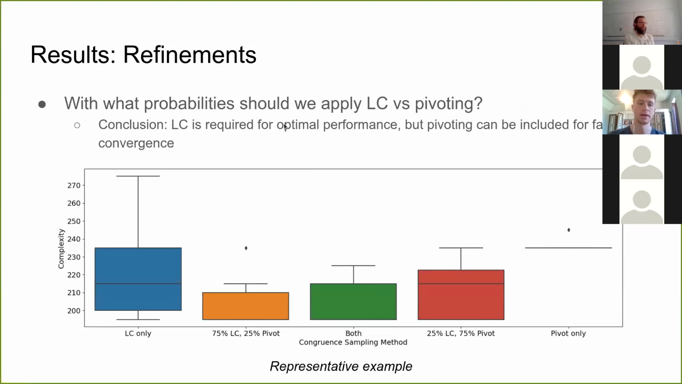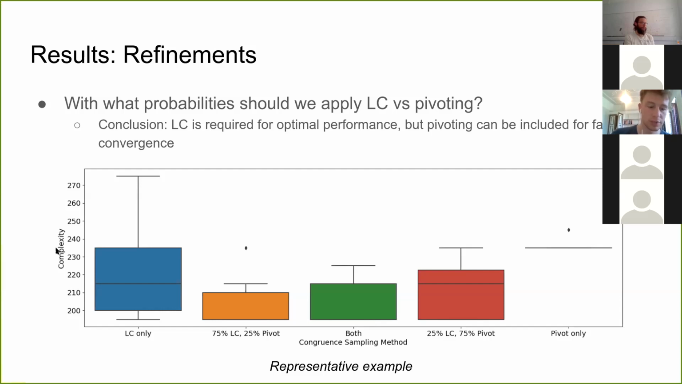So what about the probability of applying either one of the congruences? Is one better than the other? Do we want to apply one more than the other? Do we want to apply only one but not the other? So again, we generated a bunch of random circuits with different depths, and for all of these refinements, we just use annealing because it's faster and the behavior likely generalizes to other optimization techniques.